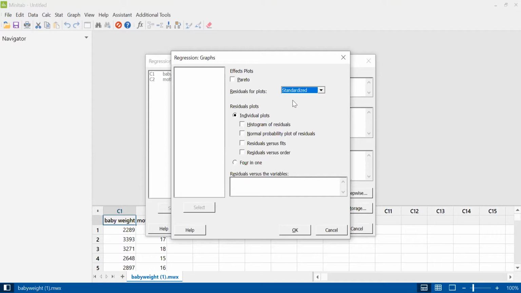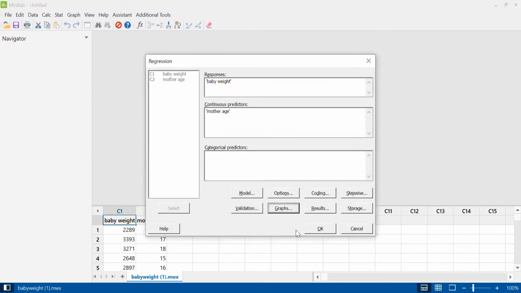Then I need to tell Minitab which graph I want. I want residuals versus fits. So it's the second from last right here. I don't have to click on anything else or do anything else in this section, so I'm just going to click OK. What this is going to do is, with my output of all my numbers and all my tables, I will also get this graph, which will take care of my first 3 requirements.